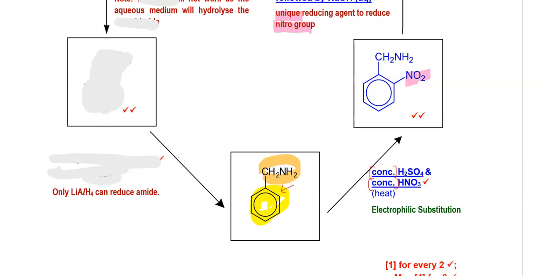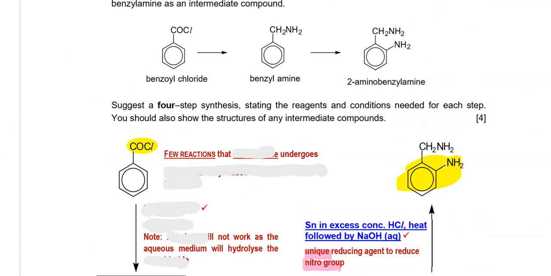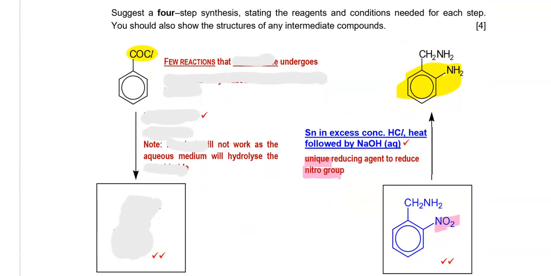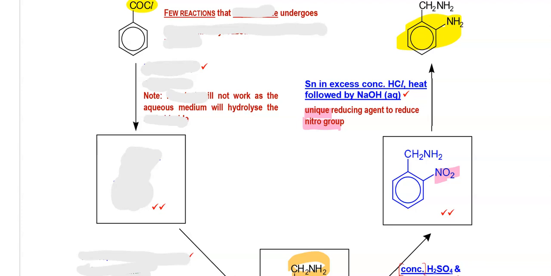This is not your phenol. Only phenol and phenylamine you can use aqueous. Alright. Then now we come to the question: how do I join the COCl to get this? So you think about it. Thinking backwards is not useful, so think forward. There are only very few reactions that the acyl chloride can undergo: nucleophilic acyl substitution, condensation reaction to form amides or esters, or hydrolysis reaction to form carboxylic acid. So in terms of the reactions, very limited.